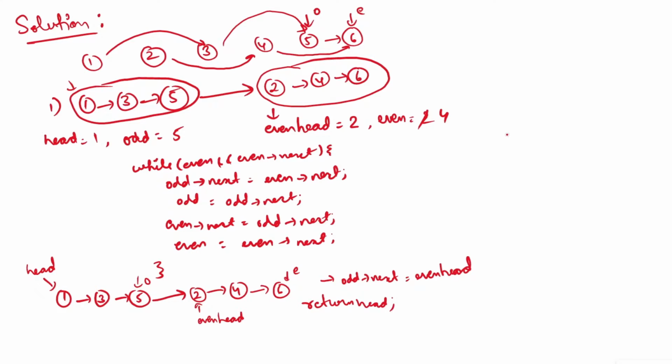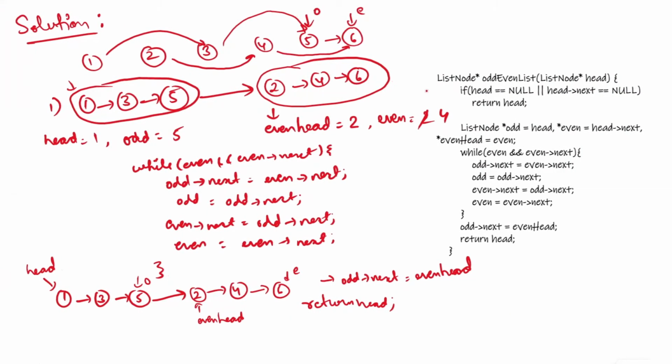So let's see the code. If our head is empty or we have only a single node, then we will return our head. Otherwise, first we will take odd pointing to head and even pointing to head next, and we will have one even head which points to even. Now we will follow this procedure until our even pointer reaches the last node of the linked list, or it covers the whole linked list. After that, we make our odd next point to even head.